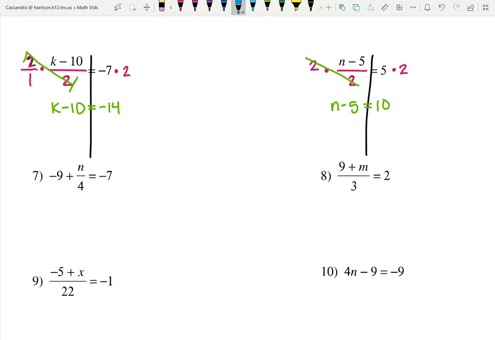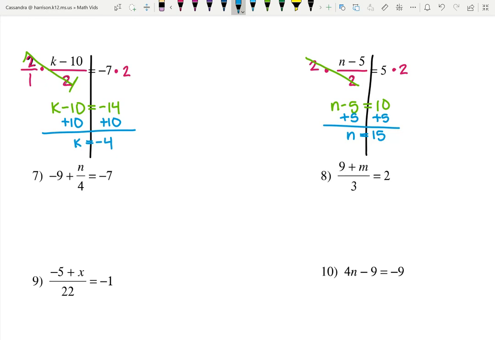being added or subtracted to a number. The opposite of minusing 10, if I want to get k by itself, is to add 10 to both sides, leaving us with k equals negative 14 plus 10, which is negative 4. And then over here, how do I get rid of this minus 5? I add 5, and n equals 15.